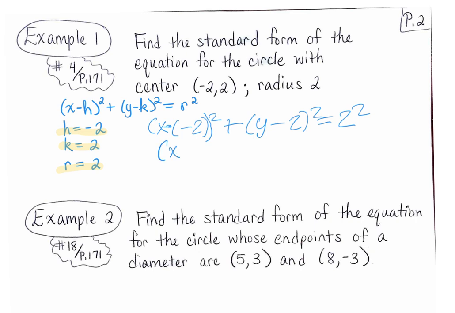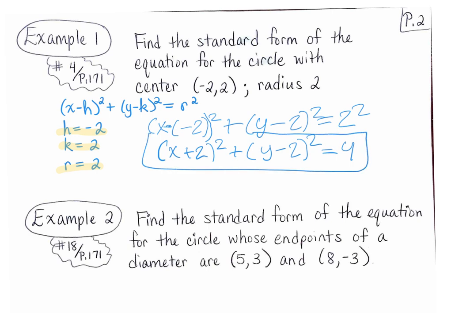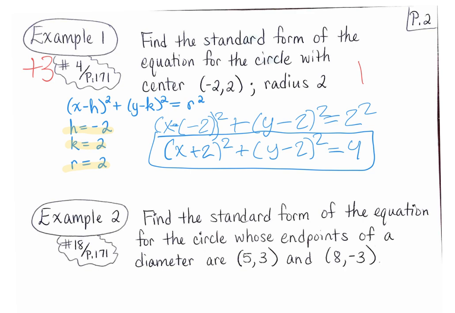X plus 2 squared, plus Y minus 2 squared equals 4. So you distributed the little 2 right there. And that's your final answer, so you box the whole equation. There you go, very good. I'm gonna highlight this too, so we have it to reference.